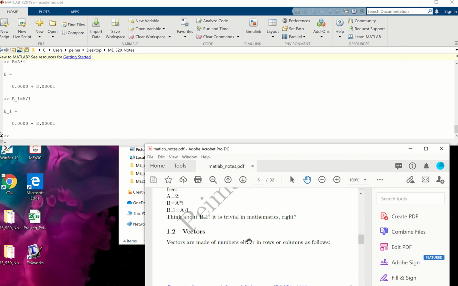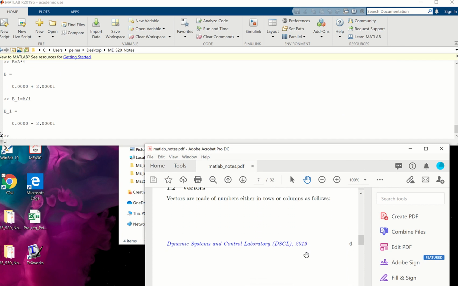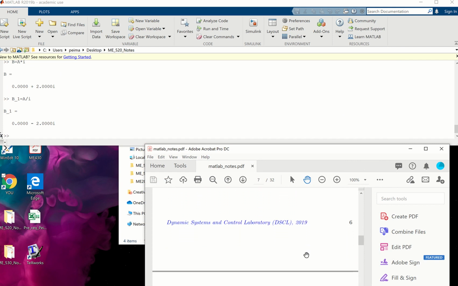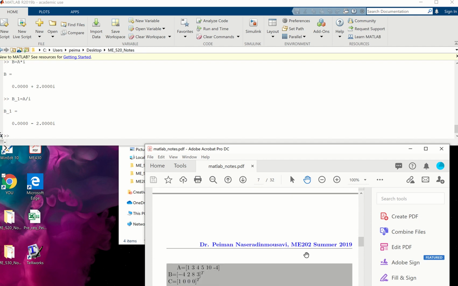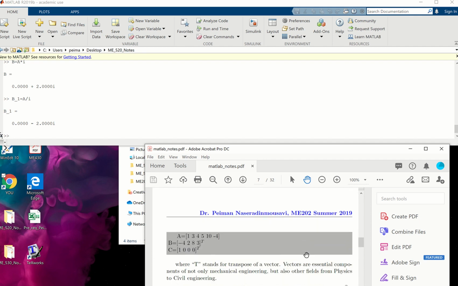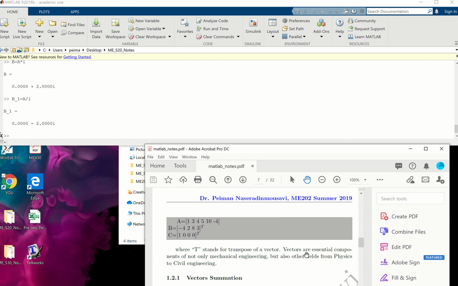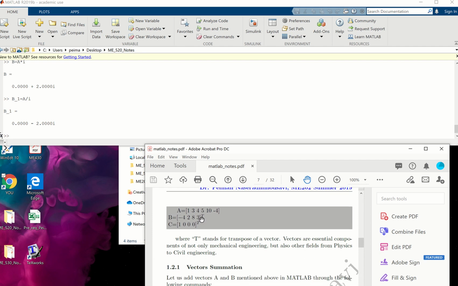Vectors are made of numbers either in rows or columns as follows. It is very important when you're dealing with different coding, even from CFD or computational fluid dynamics, vibration, control, robotics, whatever you have to deal with, even in the mechanics of materials. At a high level, you have the stress tensor.